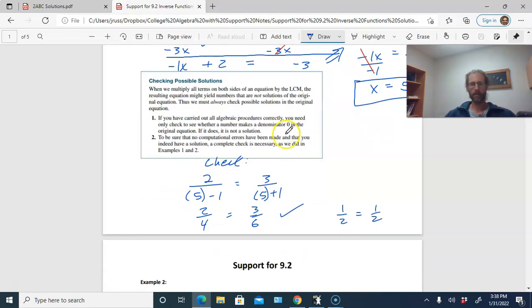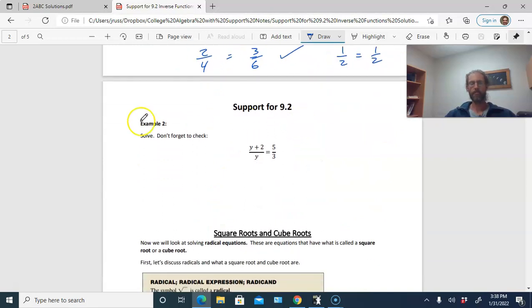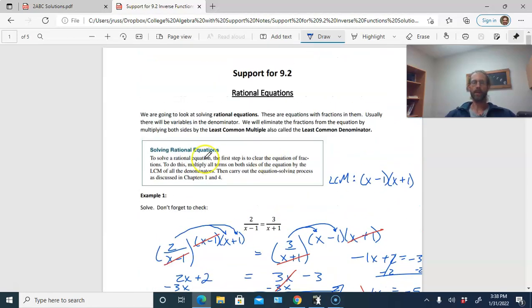All right, let's move on. Let's look at another one. This one's very similar. This is another rational equation, simply because it's got fractions in it. And you can see we've got another variable in the denominator here. So the first thing we want to do, if you go back up and look at these steps, is to try to get rid of those fractions.